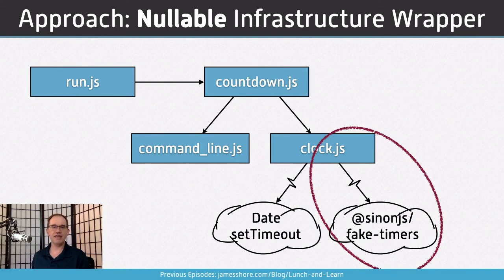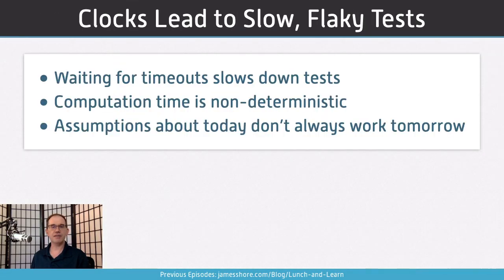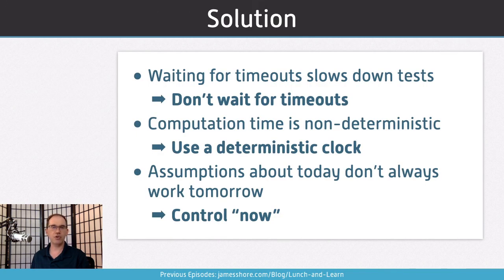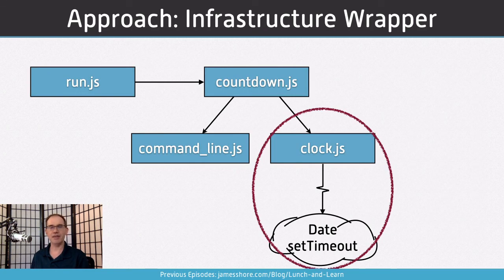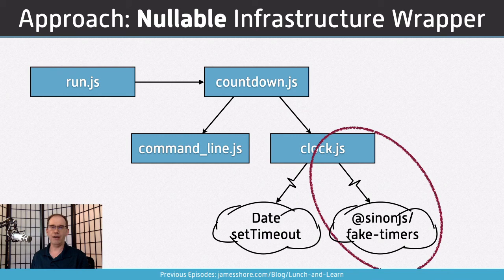All right, that is the end of our session for today. Thank you very much for watching. Once again, what we have done here is look at flaky tests and how to prevent them. Specifically, we want to avoid slow, flaky tests, and the way we do that is by controlling our clock. We control when the clock times out by controlling the timeouts, using a deterministic clock, and controlling now. And the way we did that specifically today was with a nullable infrastructure wrapper around clock and using Sinon's fake timers. That is it for this time.